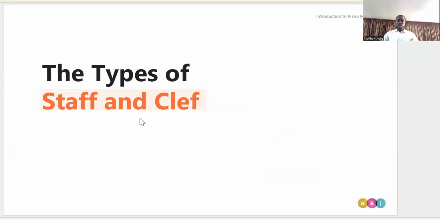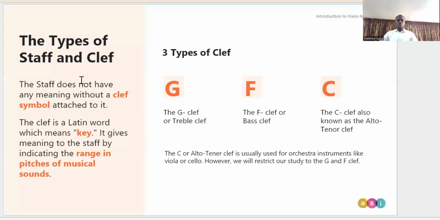The staff we just finished talking about in our last slide doesn't have meaning without the use of the clef. So the clef is the next subject of discourse, the types of staff and clef. The staff does not have meaning without a clef symbol attached to it. The clef is a Latin word which means key. It gives meaning to the staff by indicating the range in pitches of musical sounds. So the clef gives the range in pitches of musical sounds in music.